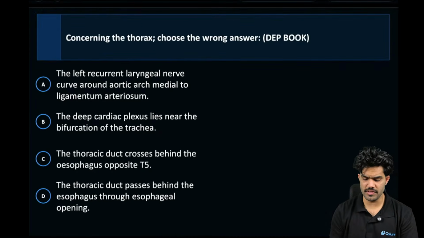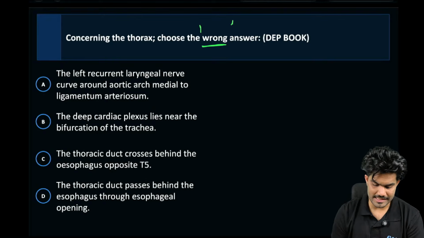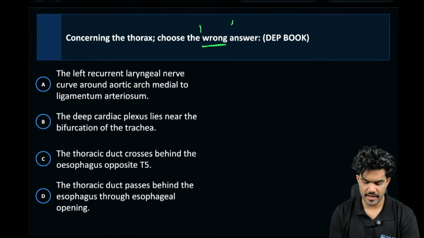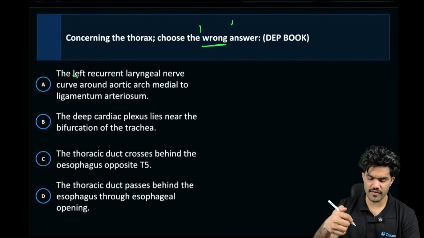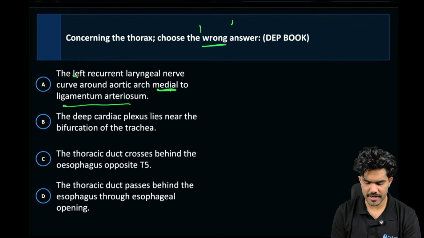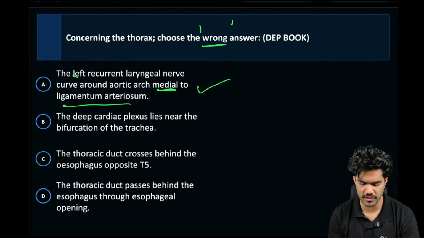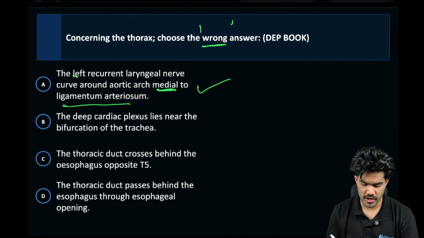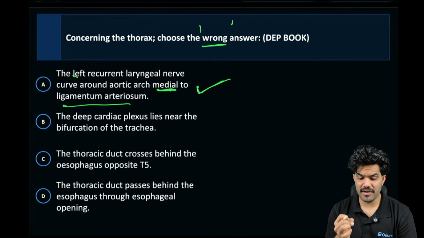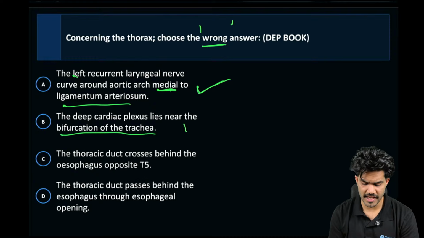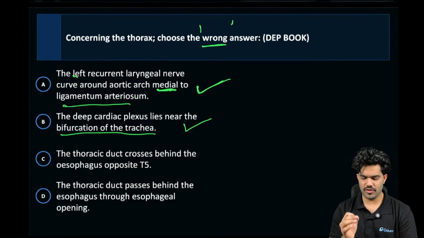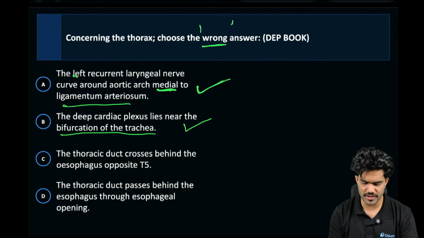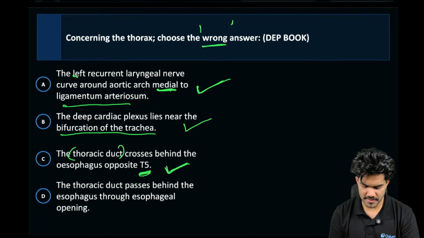Concerning thorax, choose a wrong answer. Okay. Let's see. The left recurrent laryngeal nerve curves around the arch of aorta medial to the ligamentum arteriosum. Yes, it's a true statement. If you know the route and course of left recurrent laryngeal nerve or the left vagus, it's easy. The deep cardiac plexus lies near the bifurcation. See, it's a true statement. The thoracic duct crosses behind the esophagus opposite to T5. Yes, thoracic duct passes behind the esophagus through esophageal opening. This is the wrong answer.